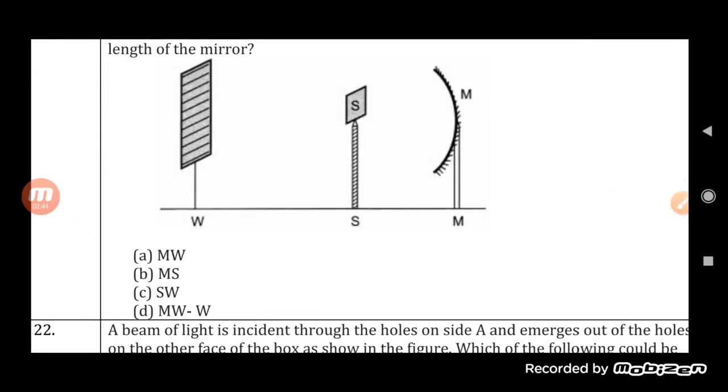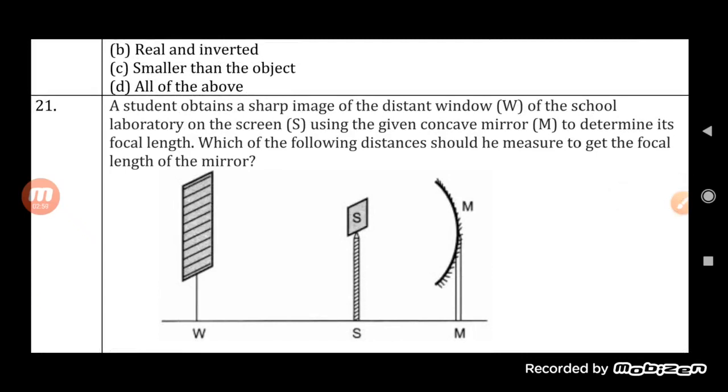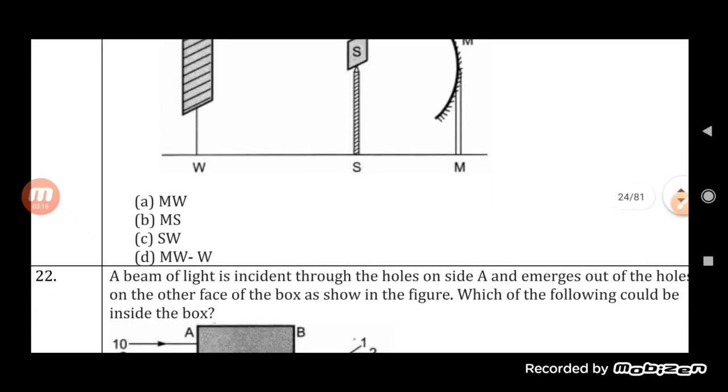Now you see here, students, it is the mirror, and the distance which he is going to find out will be MS. If the distance from the object to the mirror is clear, then it will be quite easy to understand where we should keep the object in order to get the focal length. So the answer will be MS. MS will be the correct option. First of all we are going to find the distance MS in order to find the focal length.